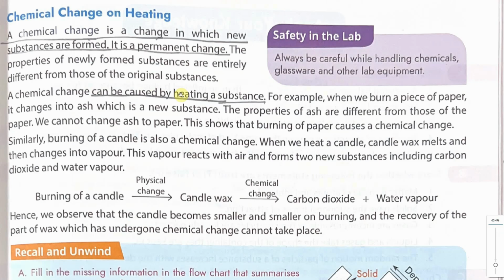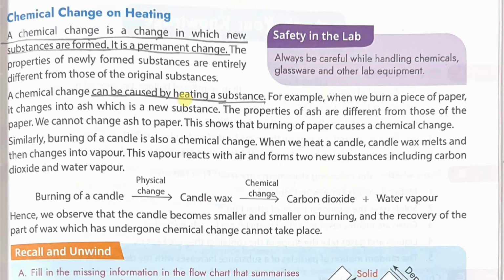A chemical change on heating. A chemical change is a change in which new substances are formed. It is a permanent change. The properties of newly formed substances are entirely different from those of the original substances. A chemical change can be caused by heating a substance.